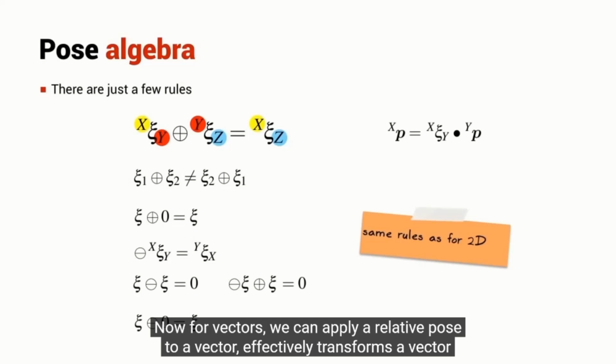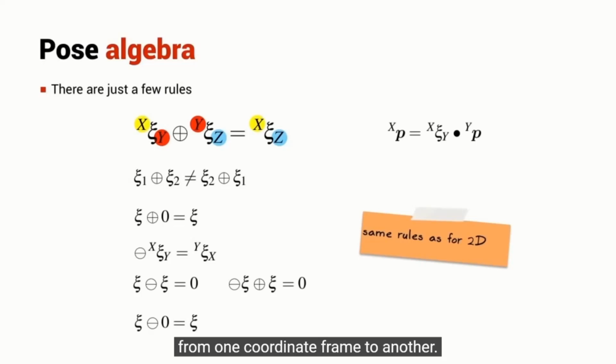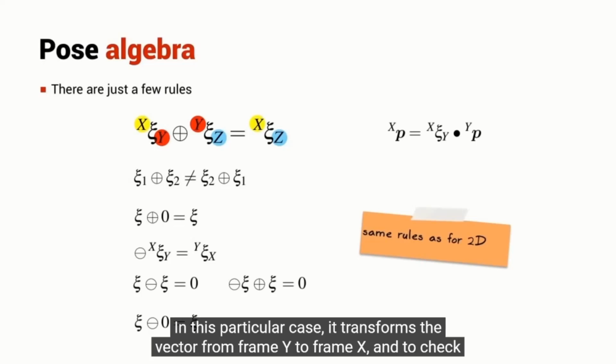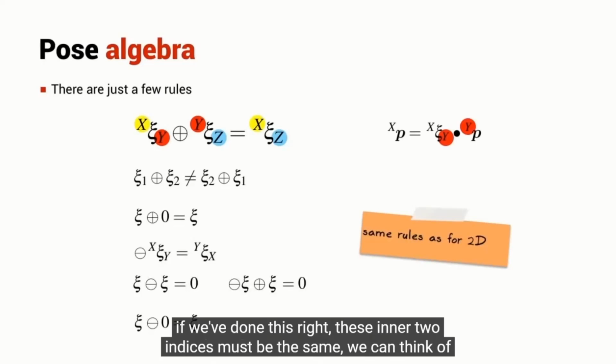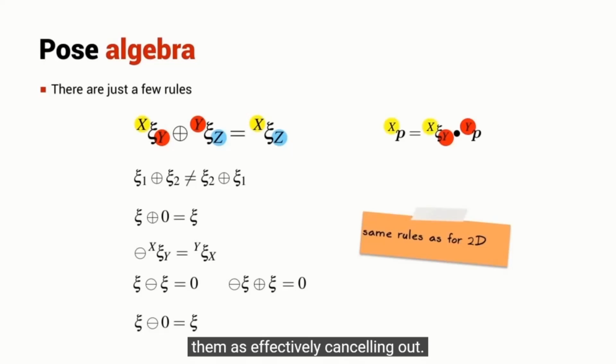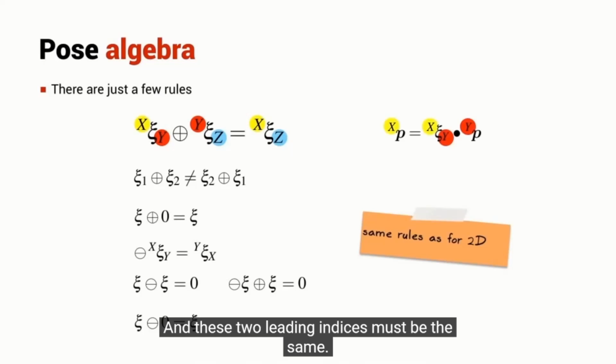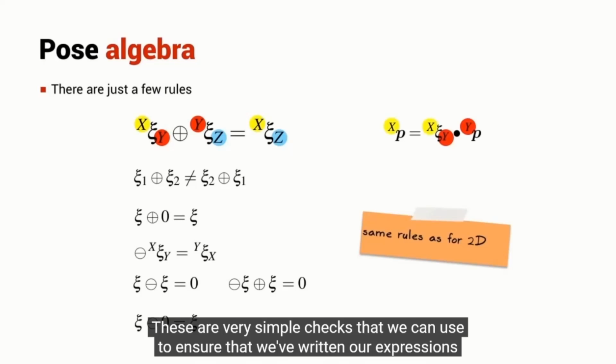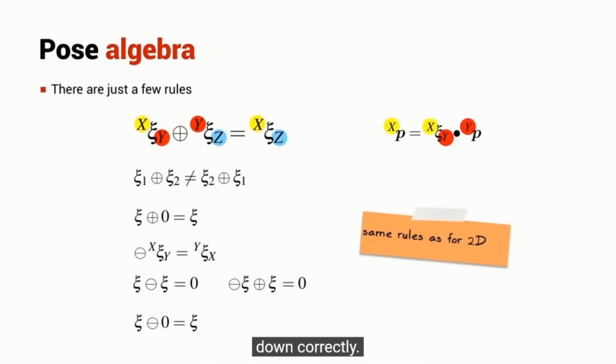Now, for vectors, we can apply a relative pose to a vector, which effectively transforms the vector from one coordinate frame to another. In this particular case, it transforms the vector from frame Y to frame X. And to check we've done this right, these inner two indices must be the same. We can think of them as effectively cancelling out. And these two leading indices must be the same. These are very simple checks that we can use to ensure that we've written our expressions down correctly.